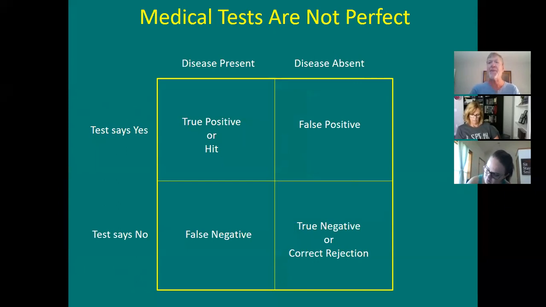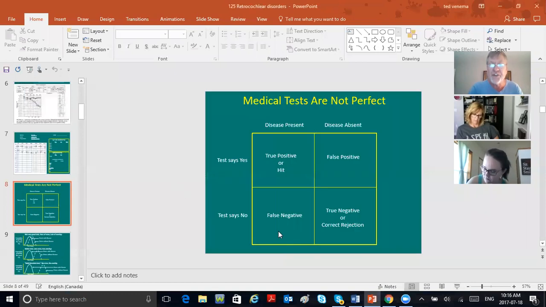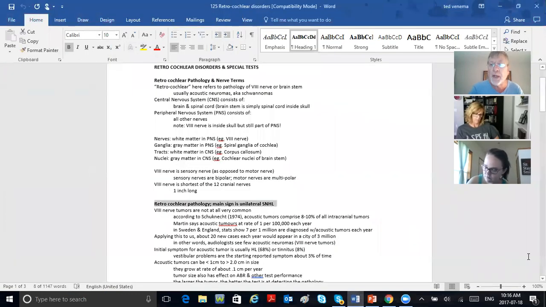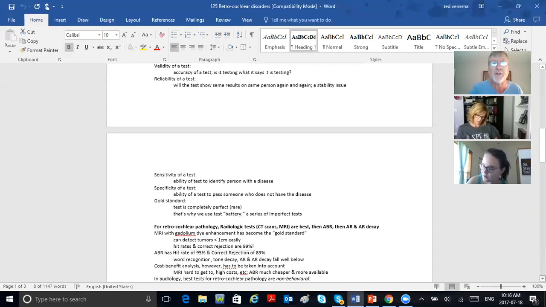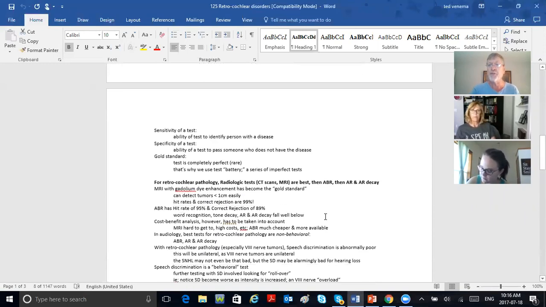Sensitivity and specificity. Sensitivity is how good the test is at catching the disease. I'll go to your notes here and show you right where that's written, just so you see it. Okay, right here, top of page 2 in your notes. Sensitivity of a test: the ability to identify the person who's got the disease. How good is your test at picking out the person who had the disease? Did it catch everybody who had the disease?